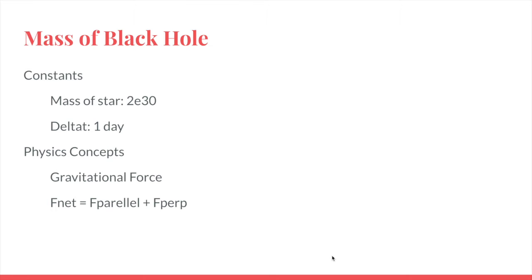We go into part 1, which is finding the mass of a black hole. So we already have constants, which is the mass of the star, and delta T, which is both on the screen. And then again, the physics concepts we use is the gravitational force formula and dividing F net into its two components, F parallel and F perpendicular.